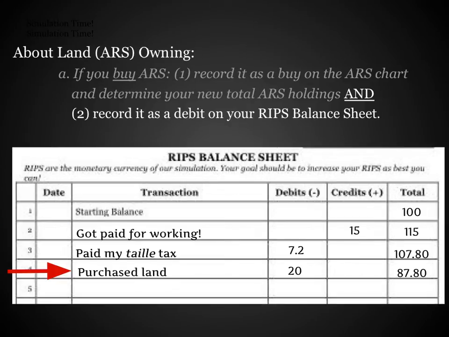However, since those Rs have a value and you did purchase them, you also have to record as a debit the payment for those Rs. So after you record it on the Rs balance sheet, flip back to your RIPS balance sheet, and you're going to note the transaction where you purchased land. As 1 Rs is equal to 10 RIPS, we're going to say that the 2 Rs is worth 20 RIPS, and now you're going to deduct those 20 RIPS from your balance sheet.